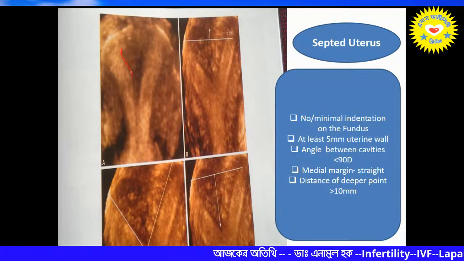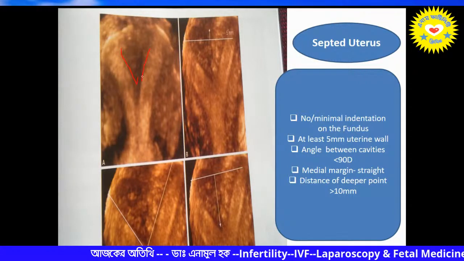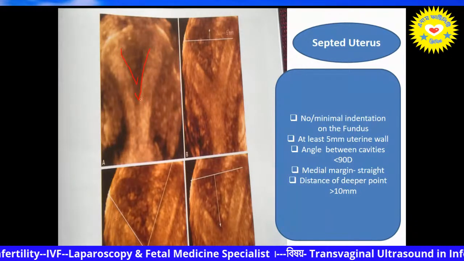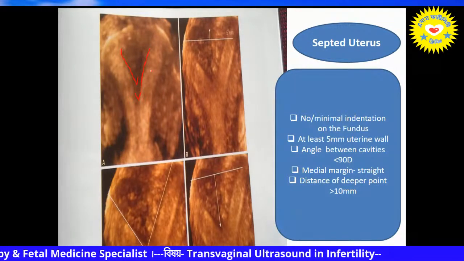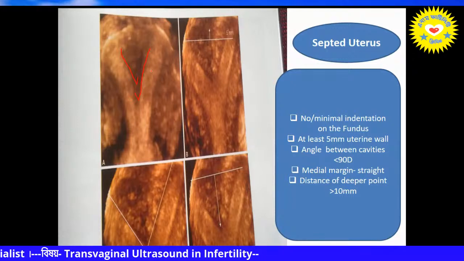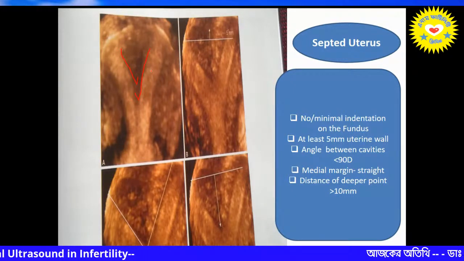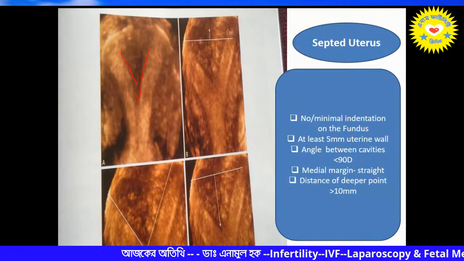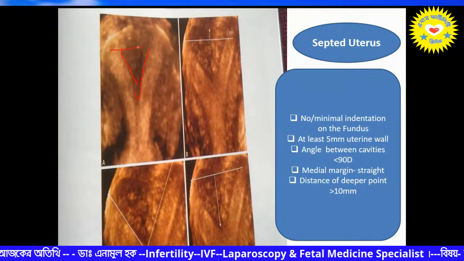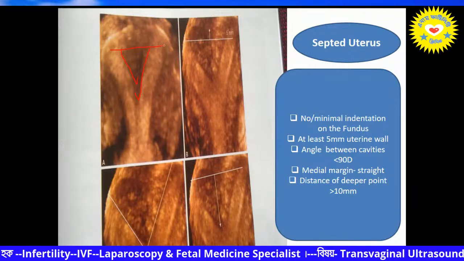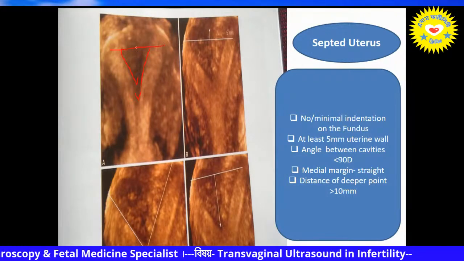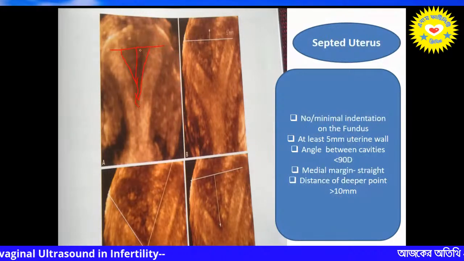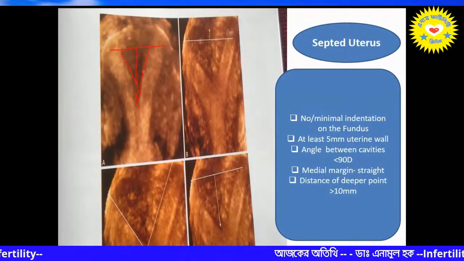Here you see the medial margin of the endometrium is straight, and the angle between this margin is less than 90 degrees. So this is suggestive of septate uterus. And the distance, the most important thing, the distance: if you draw an imaginary line at the top of the endometrial cavity, then from this line to the extension of the septum must be more than 10 millimeter. So this is the septate uterus.